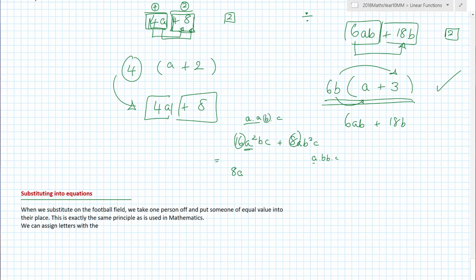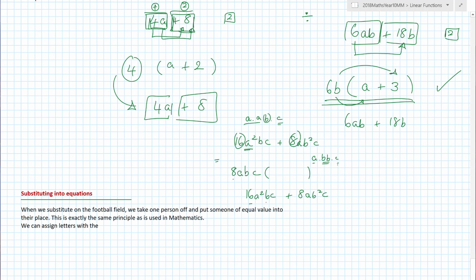How many b's has this got? It's got 1 b, but this has got 2 b's. Well, it doesn't matter. We can take out only 1 b then. And what about the c's? This has got 1 c, this has got 1 c, so I can take out my c. Draw my set of brackets. Remember, we are trying to get back to 16a squared bc plus 8ab squared c.